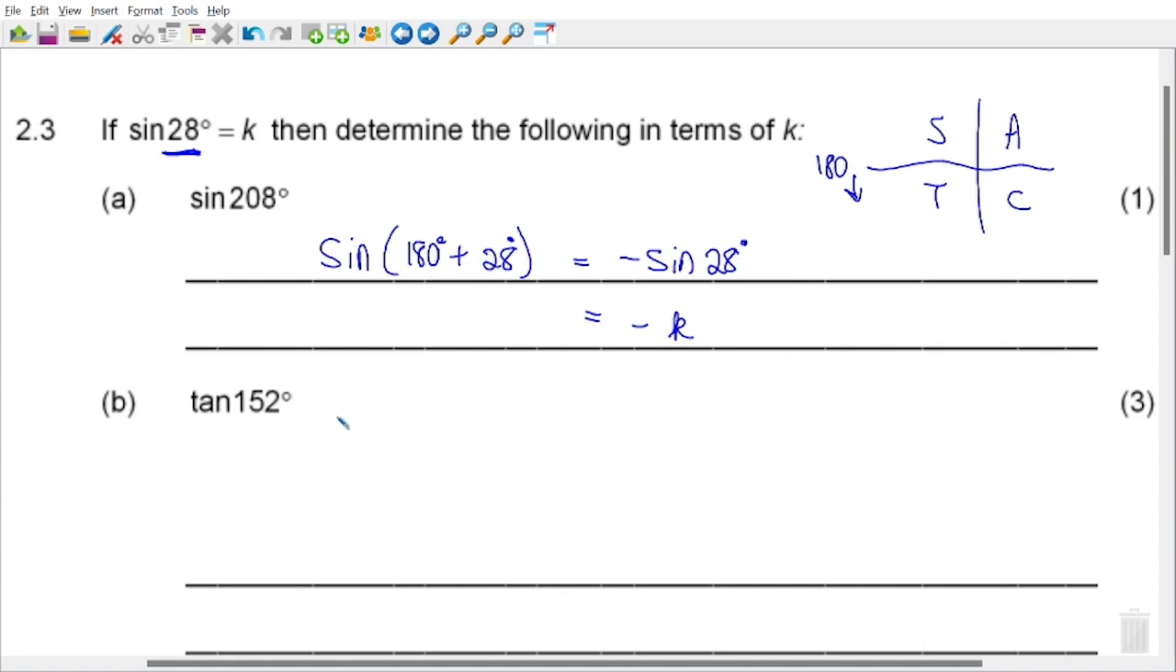Tan of 152, well, tan of 152 is actually the same as tan of 180 minus 28. Notice I'm always trying to incorporate the 28.